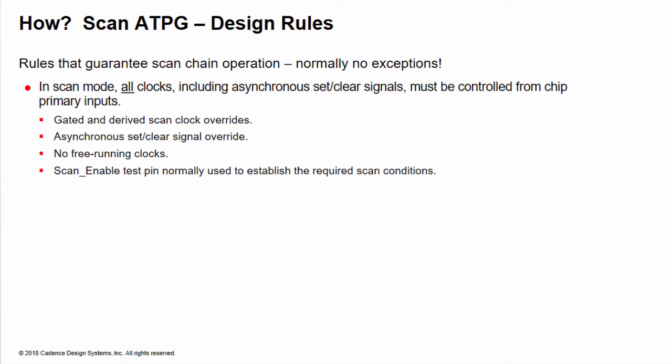A clock is any signal that, if pulsed by itself, can change the state of a storage element. So during scan, the clocks that affect scan cannot be gated off. Derived scan clocks, asynchronous set and clear signals, and free-running clocks must be overridden by clocks controlled from tester primary inputs. Normally, these changes are effected by test control called scan enable. This is a minimum needed to ensure that scan will work at all.